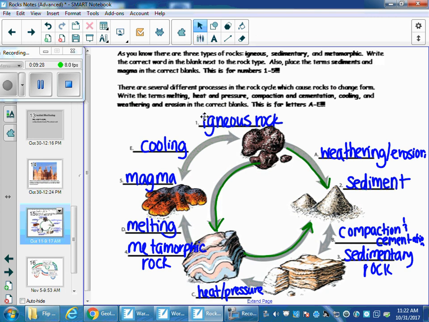One thing you need to understand is that one process will always create one thing. So for example, weathering and erosion always creates sediment, but it could be sedimentary rock, igneous rock, or metamorphic rock that is being weathered and eroded.